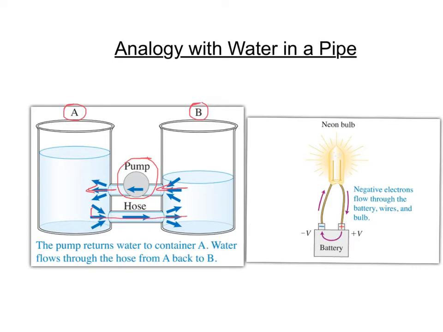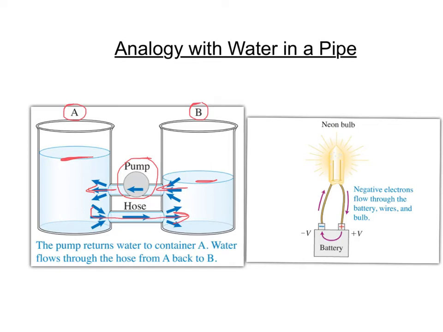Because there's another connection here between beaker A and beaker B, the water can just flow back into beaker B when it gets higher on this side. Water doesn't want to be higher on one side than the other, so it naturally is going to flow back through that bottom connection, through that bottom pipe.